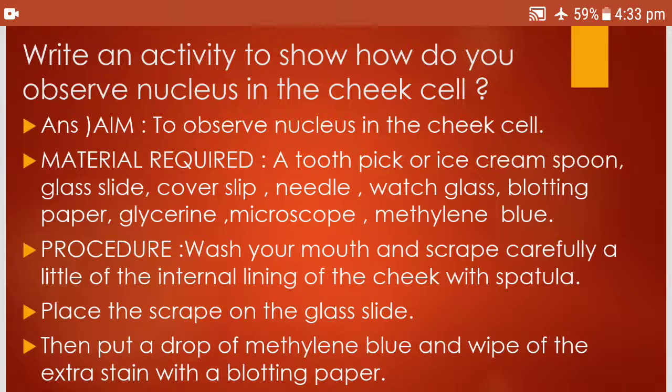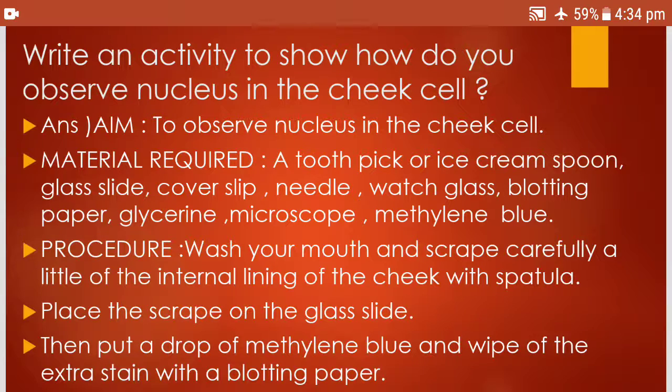Materials required are a toothpick or ice cream spoon, glass slide, cover slip, needle, watch glass, blotting paper, glycerin, microscope, methylene blue dye. Procedure: wash your mouth and scrape carefully a little of the internal lining of the cheek with a spatula. Place the scrape on the glass slide.